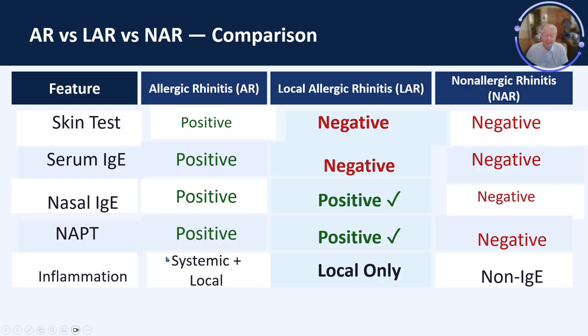Inflammation: systemic and local, systemic meaning the skin specifically, the eyes, local meaning in the nose, whereas local allergic rhinitis only has inflammation in the nose. There's no evidence of any allergic inflammation in any other part of the body. And with non-allergic rhinitis, there is no IgE-mediated inflammation.